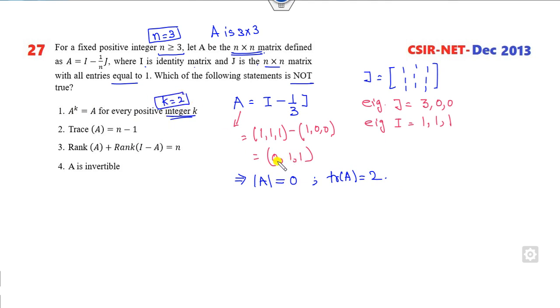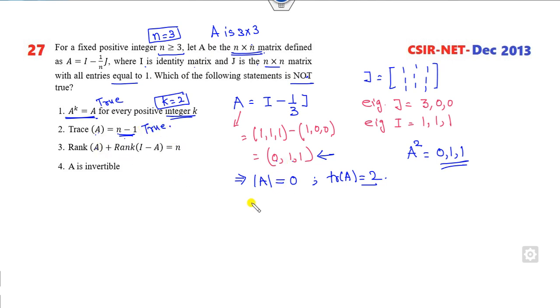what are the eigenvalues of A? Eigenvalues of A are here. What are the eigenvalues of A squared? 0 1 1. So the characteristic polynomial is the same, the minimal polynomial is the same, it is always the same. Trace of A, what is the trace of A? It is my 2, which is n minus 1. n I consider as 3, 3 minus 1, 2, satisfied. But we need the not true one. This is my correct statement. This is my correct statement.